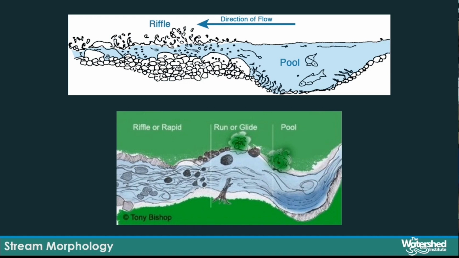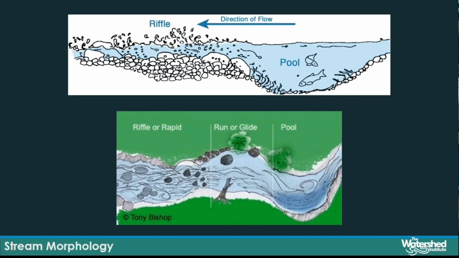This is an erosional area. We have these larger bits of sediment that are being moved downstream. We tend to have finer sediment like silt and sand at the bottom of our pools. It's slower. As we move into riffles, this is an area that's more shallow.